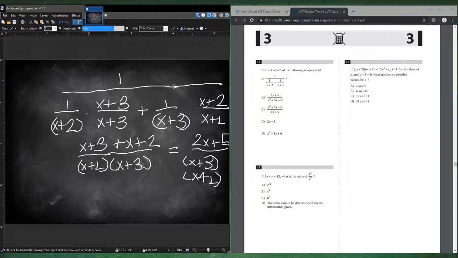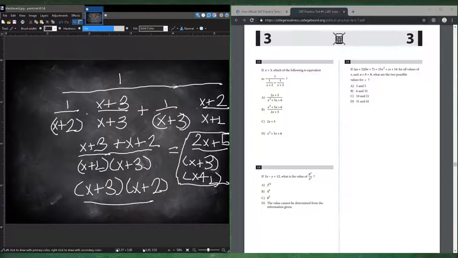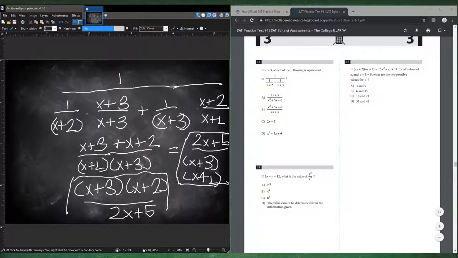Since this is 1 over this fraction, what you have to do is take the reciprocal, swapping the denominator and numerator. So now it will be x plus 3 times x plus 2, divided by 2x plus 5. And this will be our answer. So which one is equivalent? That will be answer B.